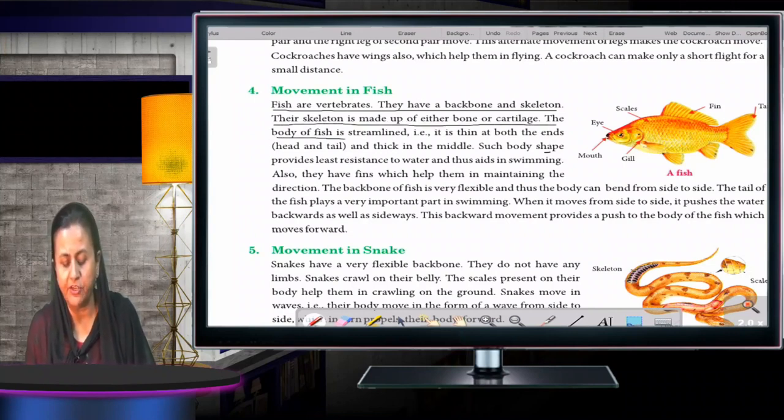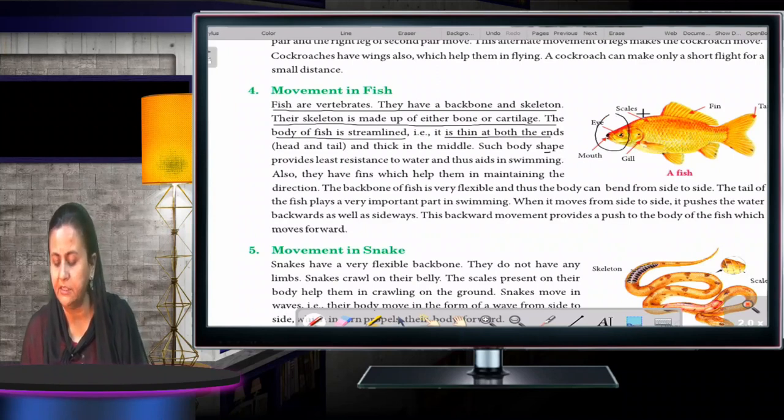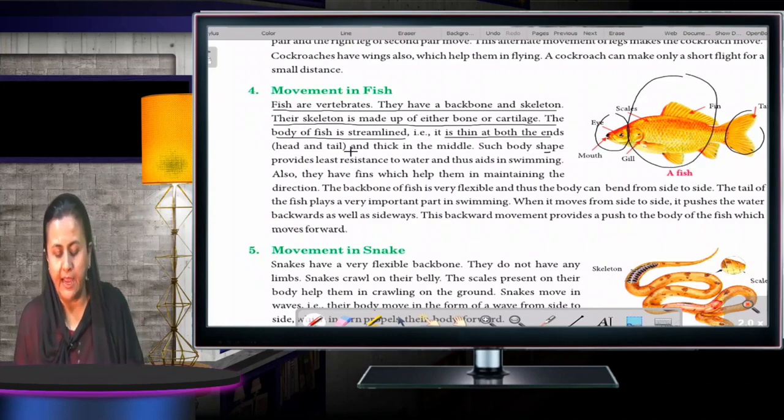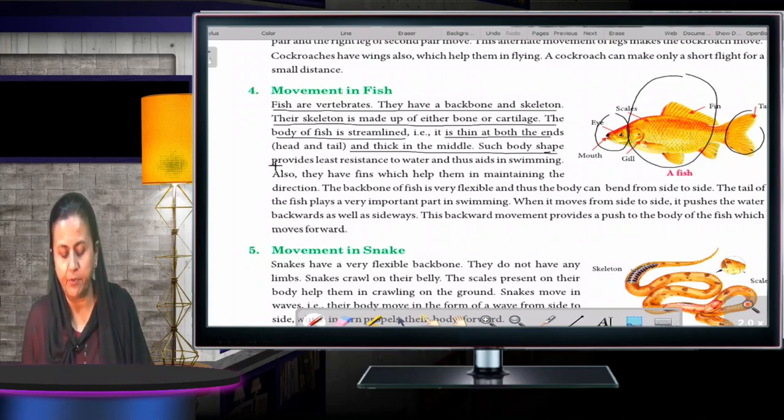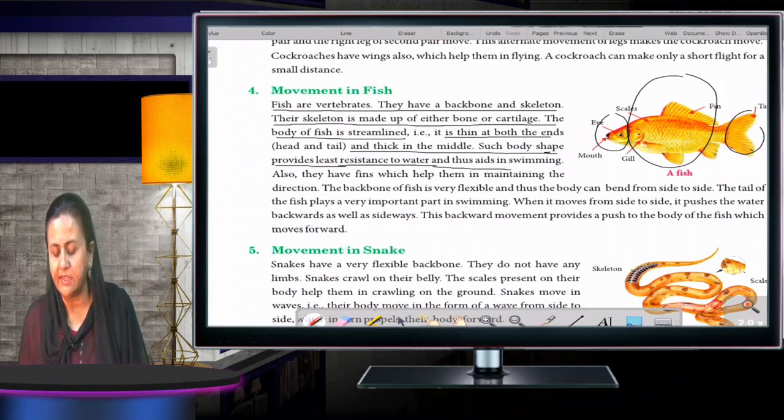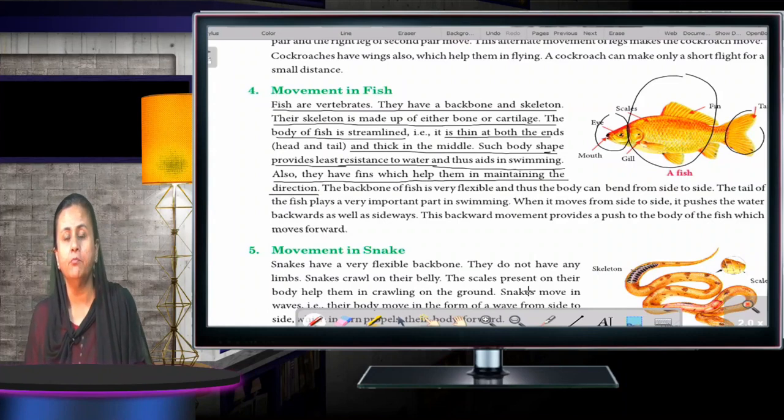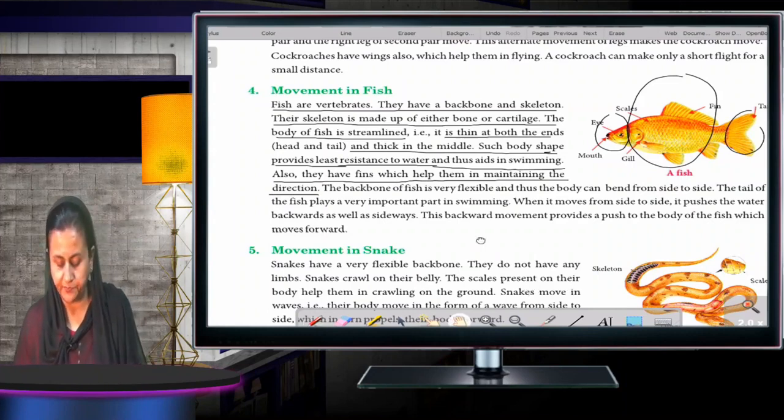The body of a fish is streamlined, that is, it is thin at both the ends. Here you can see the body is thin here, but in the middle it is broad, okay, and thick in the middle. Such body shape provides least resistance to water and thus aids in swimming. Also, they have fins which help them in maintaining the direction. Now we will talk about movement in snake.